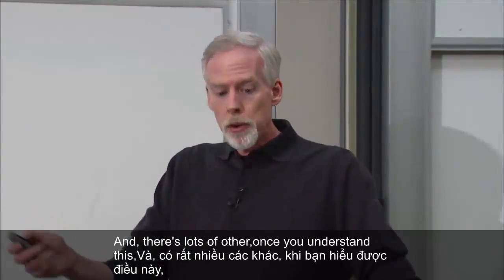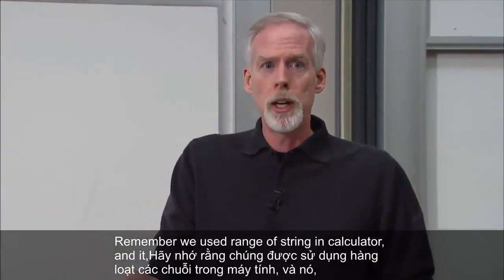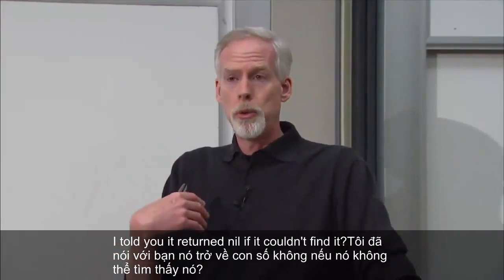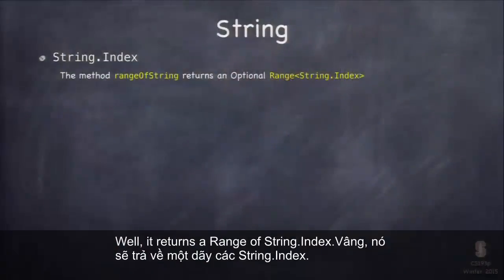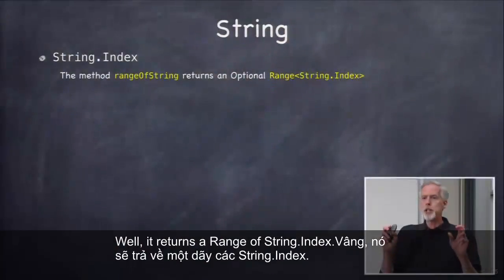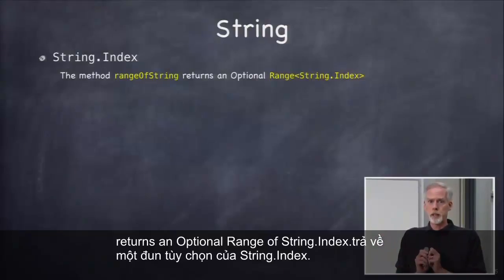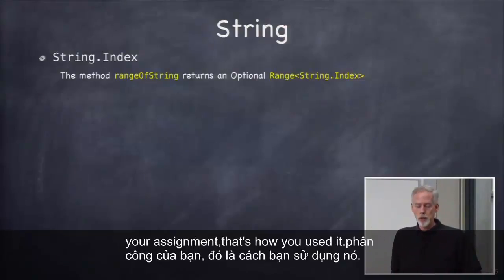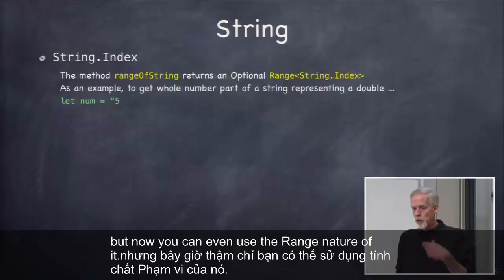And there's lots of other things, once you understand this, like range of string. Remember we used range of string in calculator, and I told you it returned nil if it couldn't find it. Well, what does it return if it could find it? Well, it returns a range of string.index. Actually, it returns an optional range of string.index. That's how, if you used it for your assignment, you used the optional nature of it, but now you could even use the range nature of it.